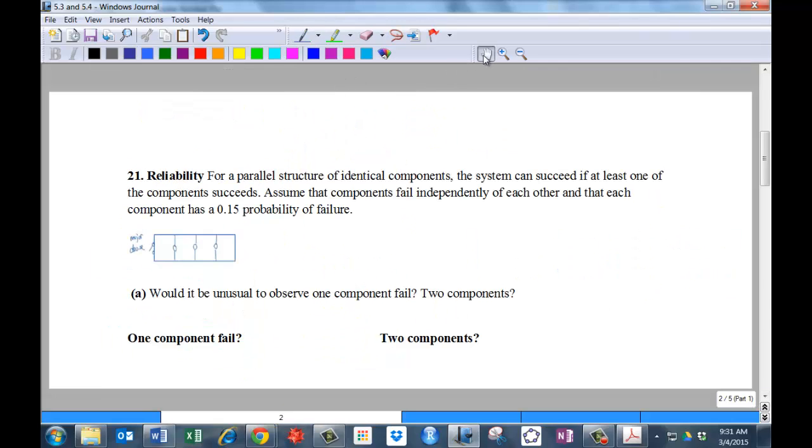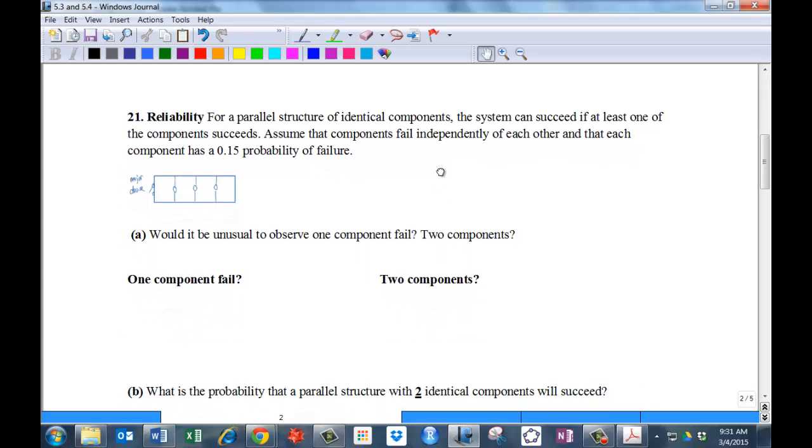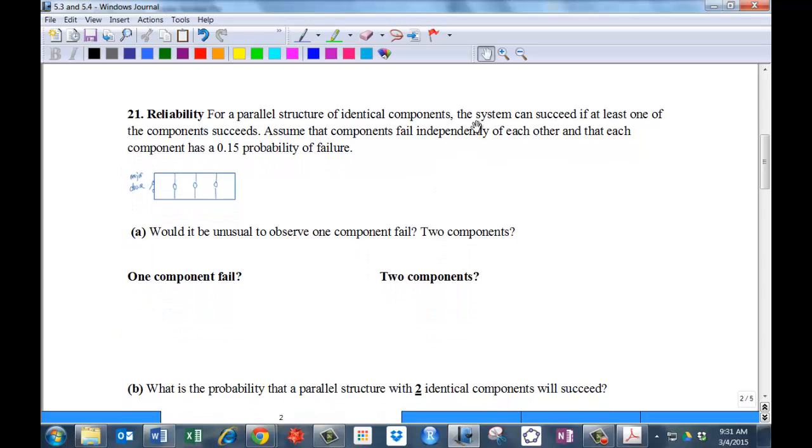Okay, so this time we have a parallel structure of identical components. The system can succeed if at least one of the components succeeds. Assume the components fail independently. And that's in the homework in 5.3, you will always have independence. So that's really the main thing you want to focus on. They fail independently of each other, and each component has 0.15 probability of failure.